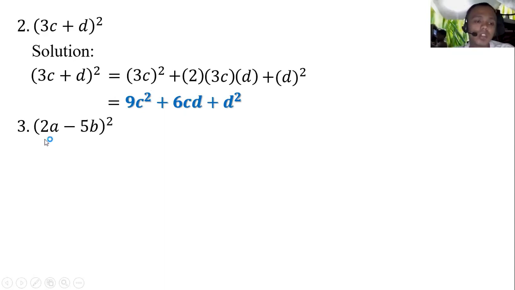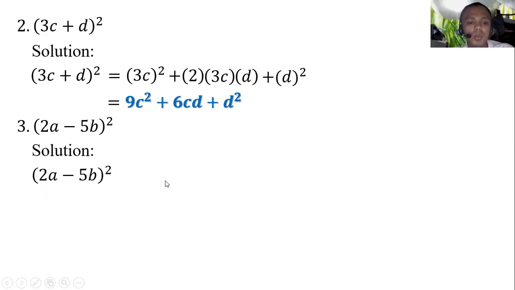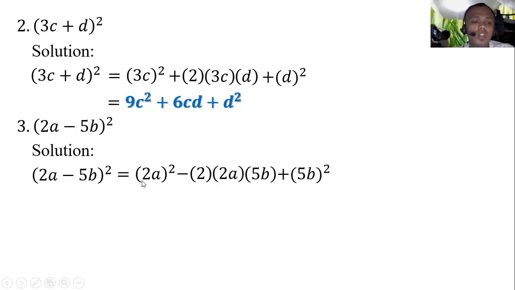Then number 3, 2a minus 5b squared. Now, i-square natin first term. We have 2a raised to 2. Minus 2 times 2a times 5b. Plus 5b raised to 2. Now, 2a squared is equal to 2a times 2a, is 4a squared. Then 2 times 2a times 5b is equal to negative 20ab. And then 5b raised to 2 is equal to 5b times 5b, is equal to 25b squared. So ito yung magiging product niya.